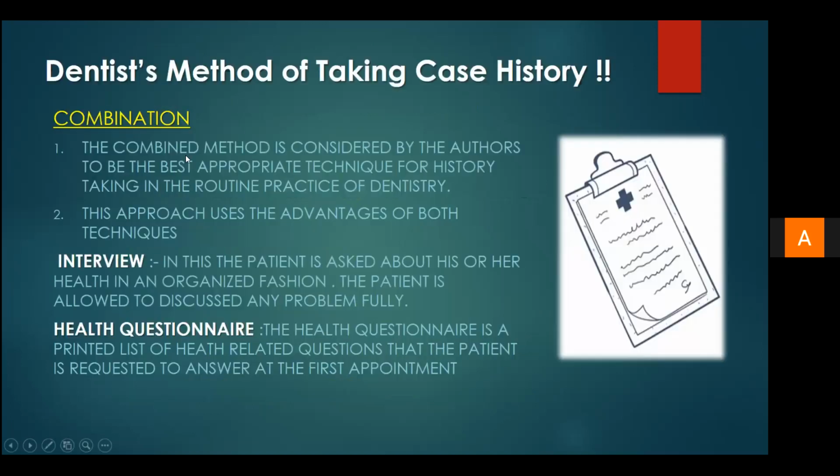Now, as I was saying, what is the dentist's method of taking a case history? It is a combined method. The combined method is considered by the authors to be the most appropriate technique for history taking in the routine practice of dentistry. This approach uses the advantages of both the techniques. If you take a chapter of case history, it is divided into various sections. Ideally, they divide case history into 3 types: an interview, a health questionnaire, and the combination. But we as dentists apply both of them.